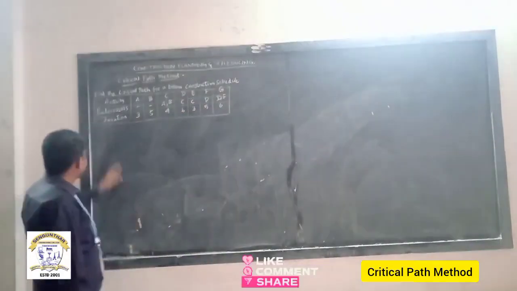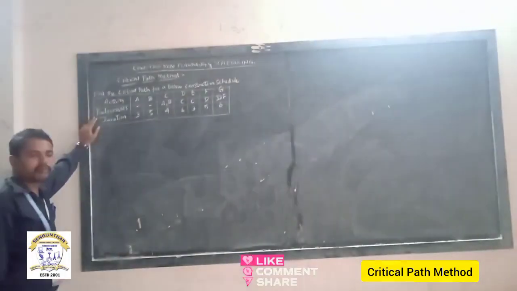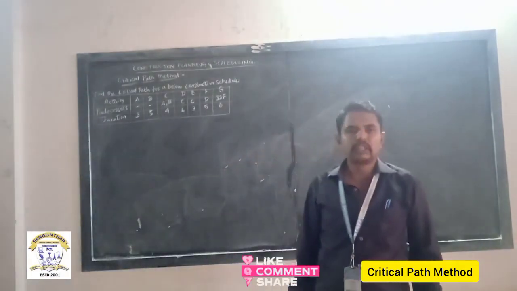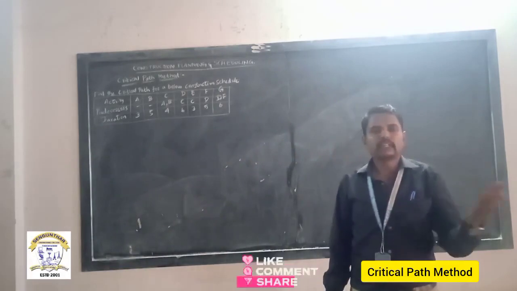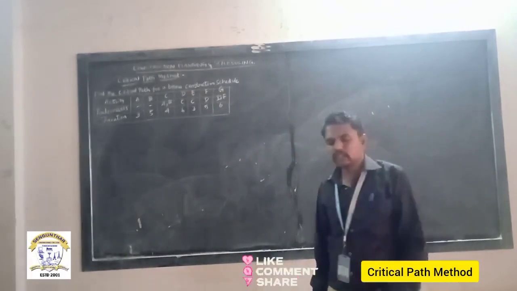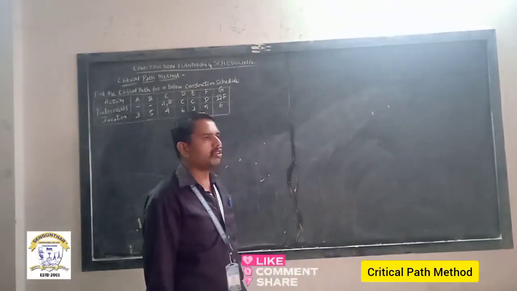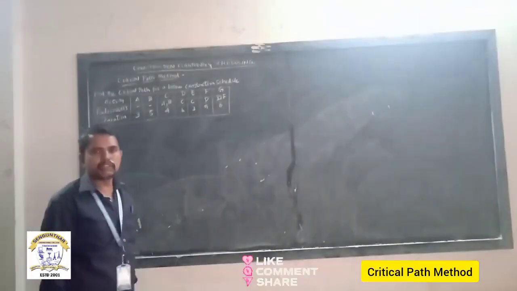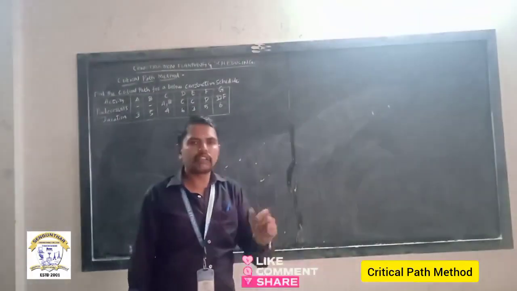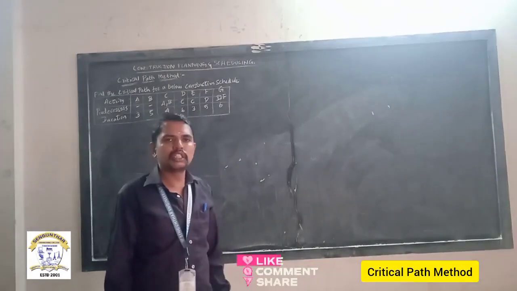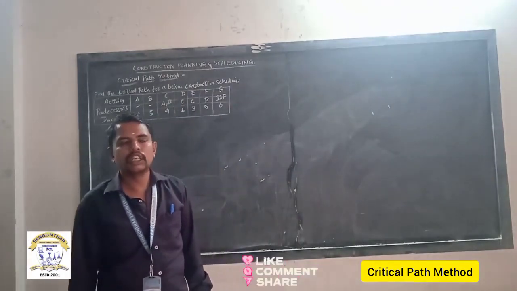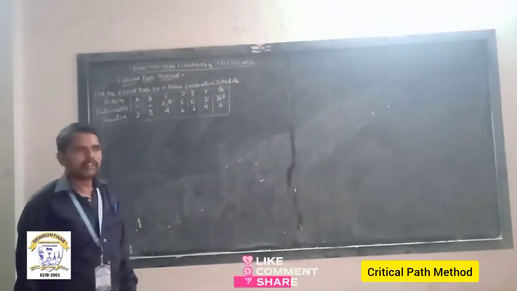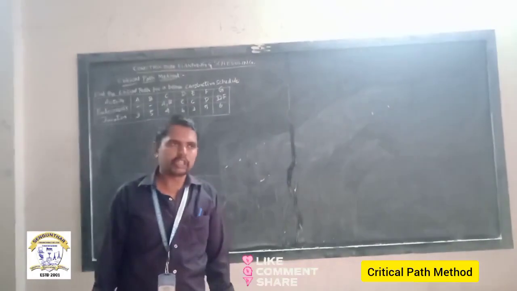The next term given in the problem is precedence. There are two terms: one is predecessor and another is successor. Predecessor means before the activity, and successor means after the activity. From these terms only we are going to draw a network diagram. The third one is the respective activity durations. For a particular activity, for example, it takes 3 days to complete. Likewise, the schedule is given in the problem. From this schedule, the first step is to draw a network diagram.